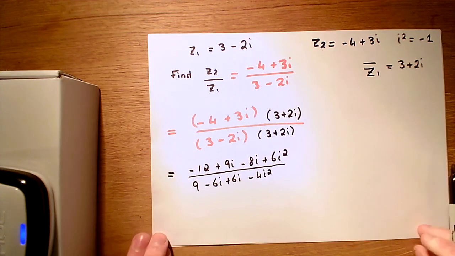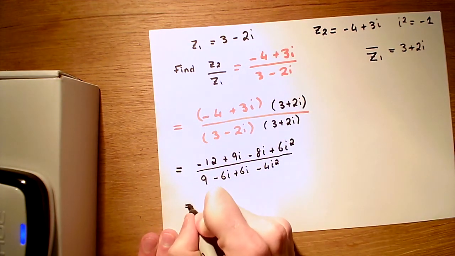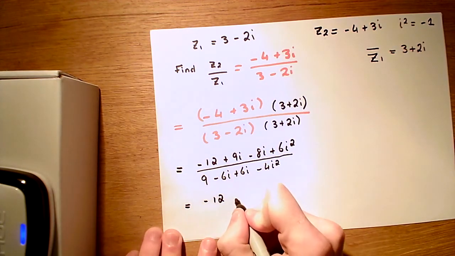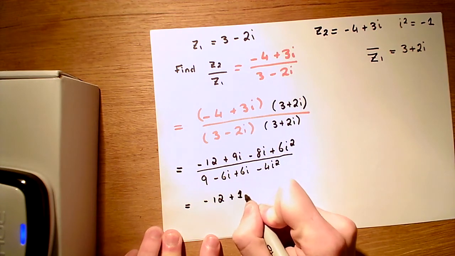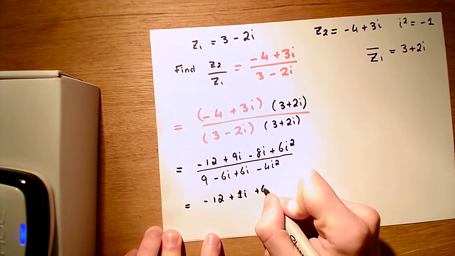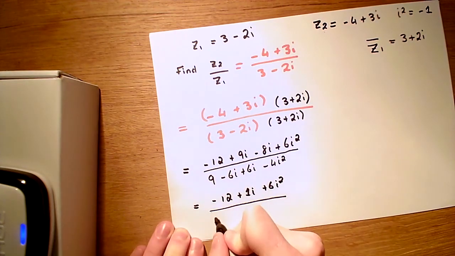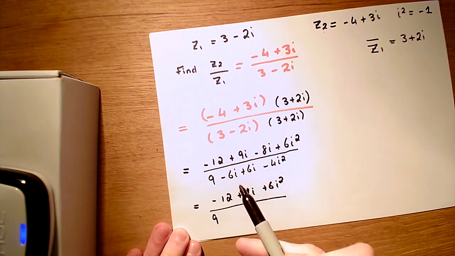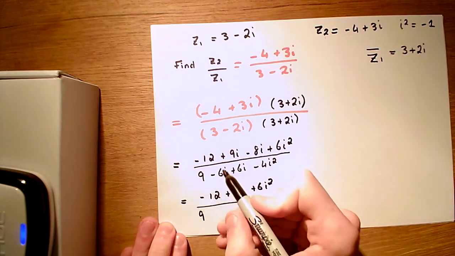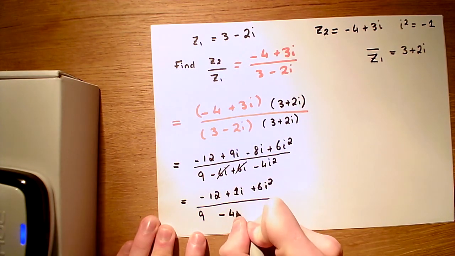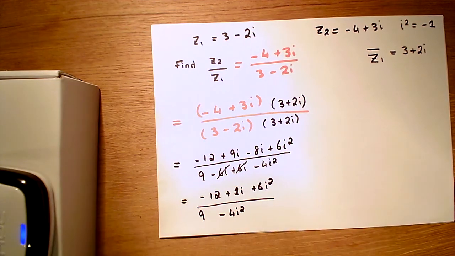So let's tidy this up a little bit. What we have up top is our minus 12 stays the same. We have 9i take away 8i, that leaves us with just i, or 1i, and then we have plus 6i squared, okay? And then on the bottom, what we have is 9 stays as is, minus 6i plus 6i, well 6 take 6 is 0, so those cancel for us, and then our minus 4i squared stays as is for now. Now looking at this, it looks somewhat tidier, but we're not fully there yet.